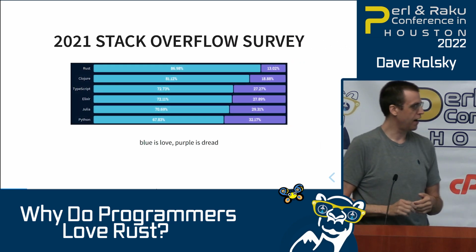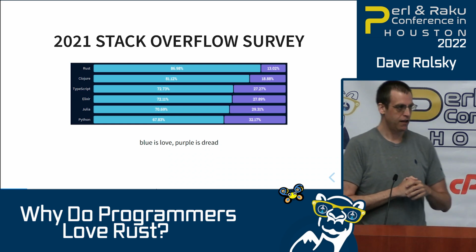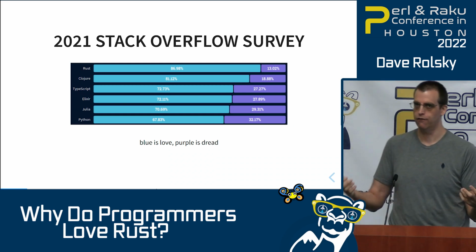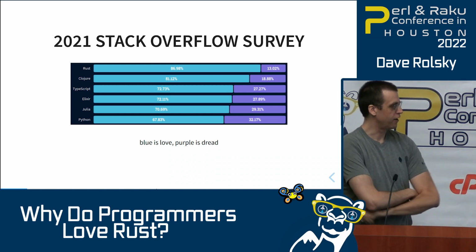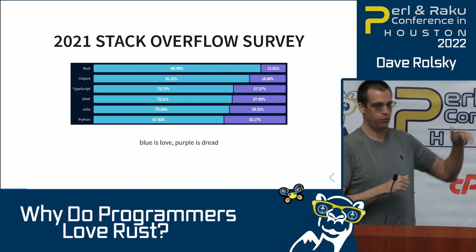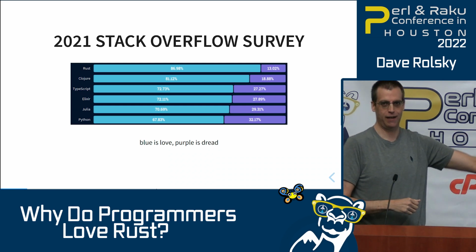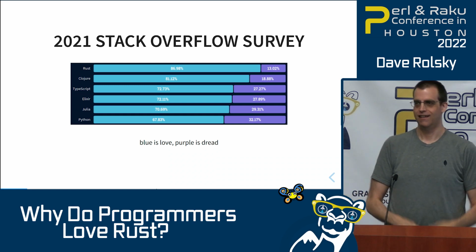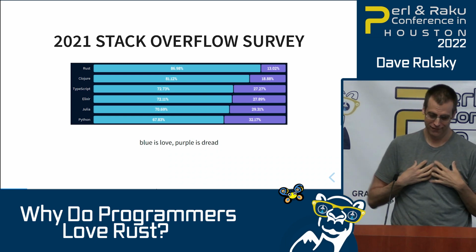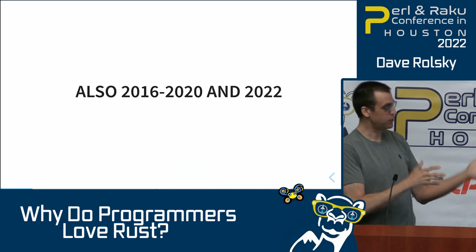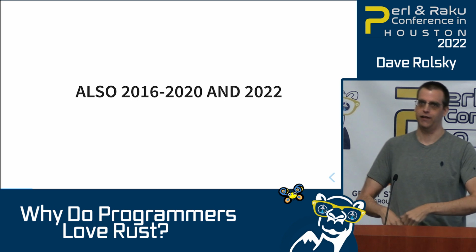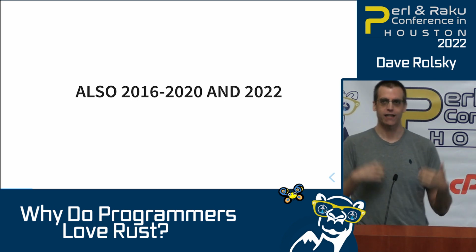In the 2021 Stack Overflow survey, which is probably hard to see the details of in this image, Rust was the number one most loved and least dreaded language. In this graphic, blue is love, purple is dread. Rust was at the top. Perl was not in this top 6 list that I pulled. It was, sadly, further down, below PHP, which I don't understand. But anyway, I still love Perl, but I also love Rust. Rust was also the most loved from 2016 through 2020, and yesterday they released the 2022 survey, and it was still the most loved. So people really, really love Rust.